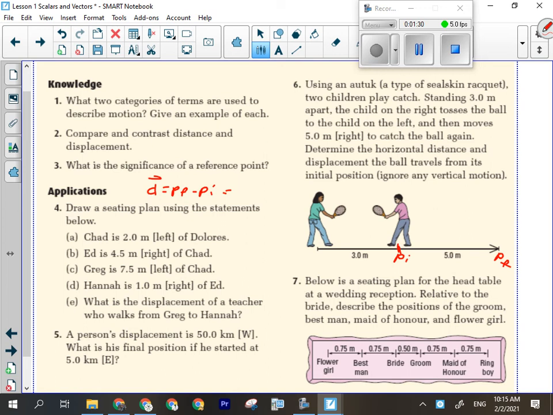Now, for the distance, how far does this ball go? Yeah, that's the gut reaction, 8 meters. Is it really 8 meters? It's 11 meters. This is why you have to read the question carefully. The ball doesn't go from here to here. It goes from here to here and then over to here. That's 3 plus 3 plus 5, that's 11.